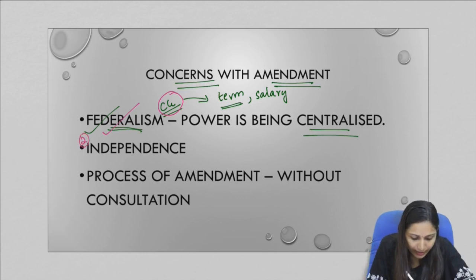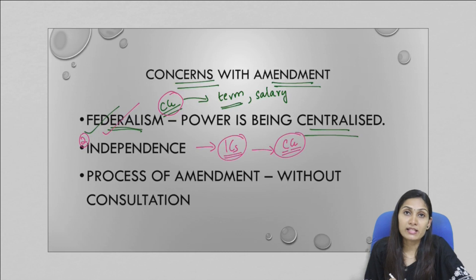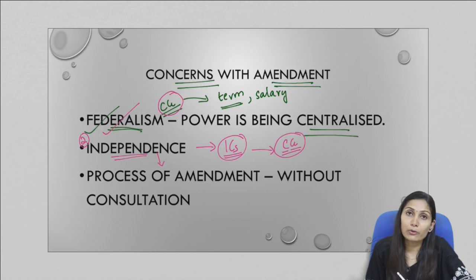Now, the second concern is regarding the independence of information commissioners. Earlier, they had a predefined tenure, and a predetermined salary and terms of service. So now what happens? They are at the mercy of the central government for determining their salary, terms of service, and also their tenure. So this will have a negative impact on the independence of the information commissioners, and therefore the functioning of the independent body will also be negatively impacted. This is the second concern.